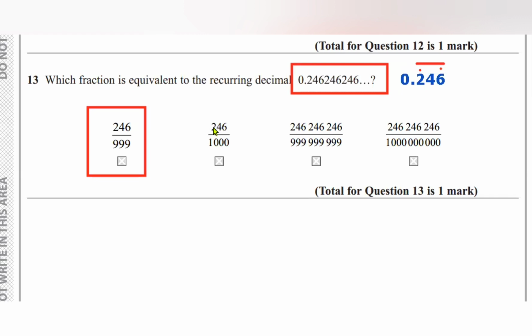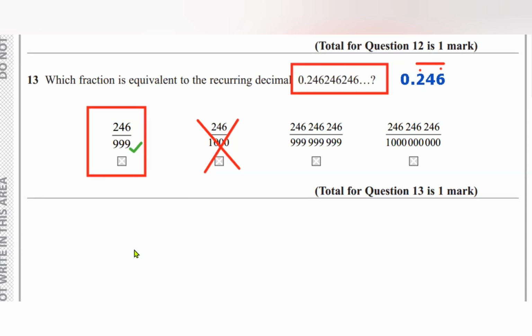If you divide this, it will give you 0.246 only. It will stop. So this is not the right answer. This one, the same, it won't give you the right answer. Because this is a recurring decimal, it means that the numbers don't stop repeating. So the correct one is this answer, and you can check using the calculator.